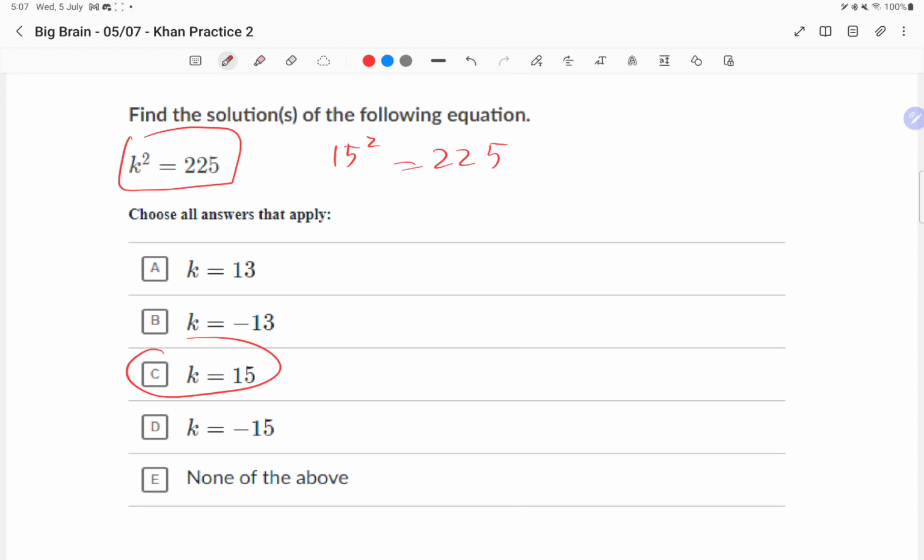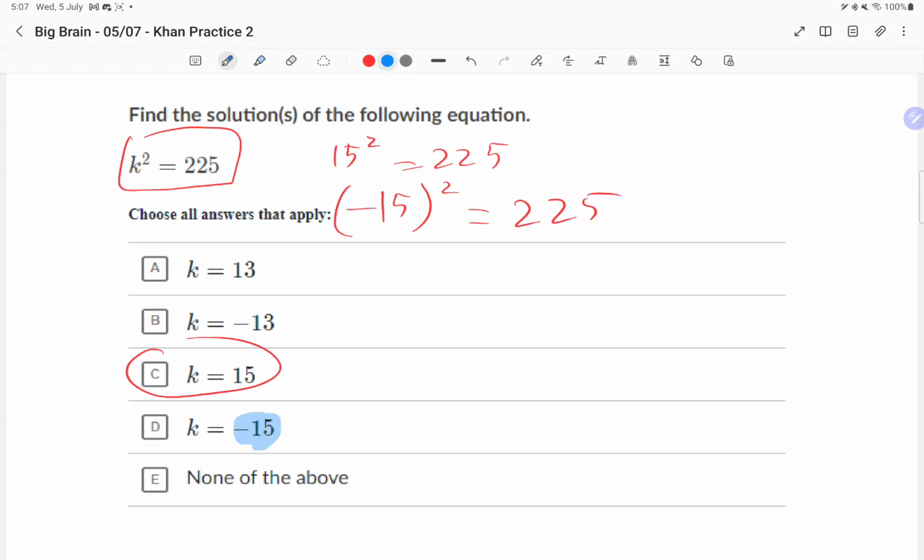Negative 15? Why? Actually, no. I don't know. So only 15? Negative 15 is also part of the answer. Oh, okay. But why? Because what is negative 15 squared? It is also positive 225.